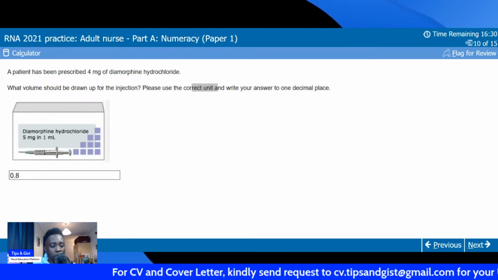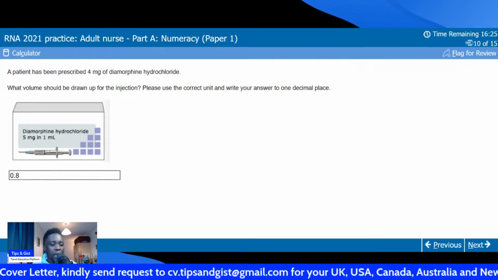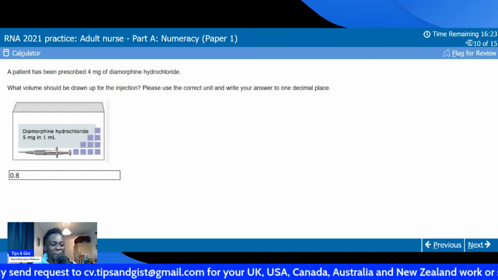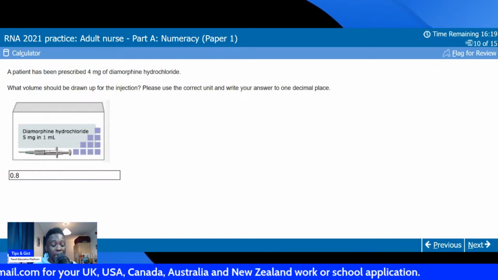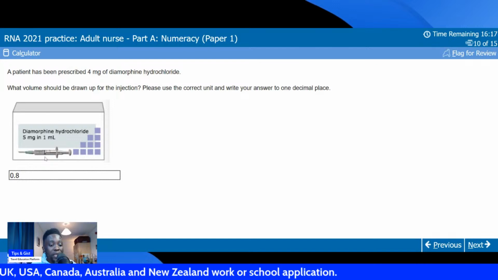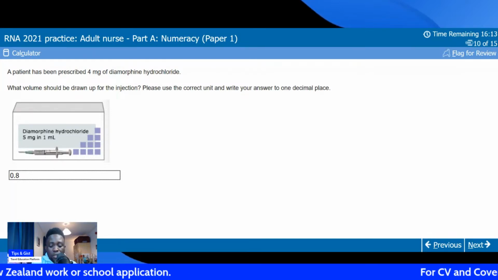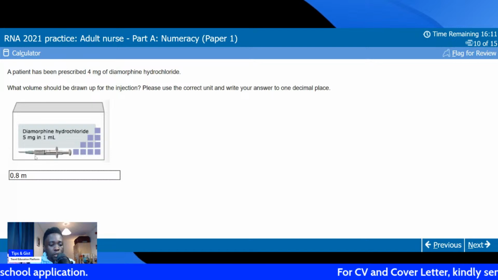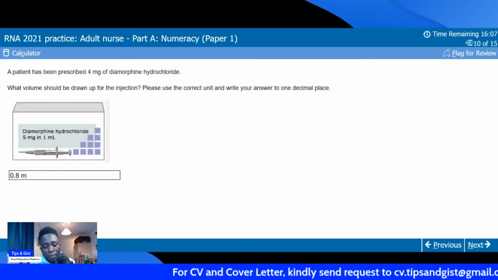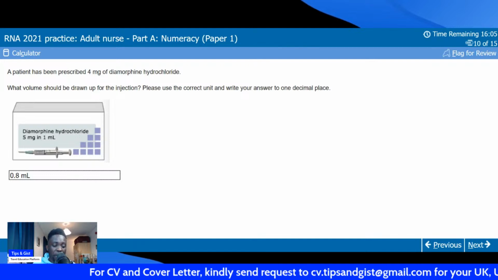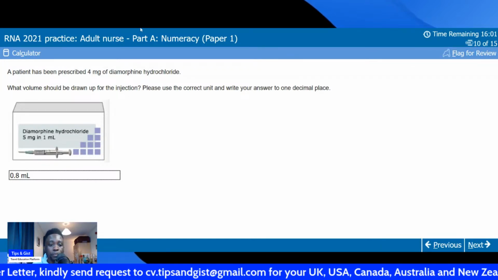And they said use the correct unit, so you're supposed to add the unit. Now the unit is mls, not milligram, because they said what volume should be drawn. So it should be in mls: small m, capital L. People used to write 0.8 milligram, and you get it wrong because they said volume.